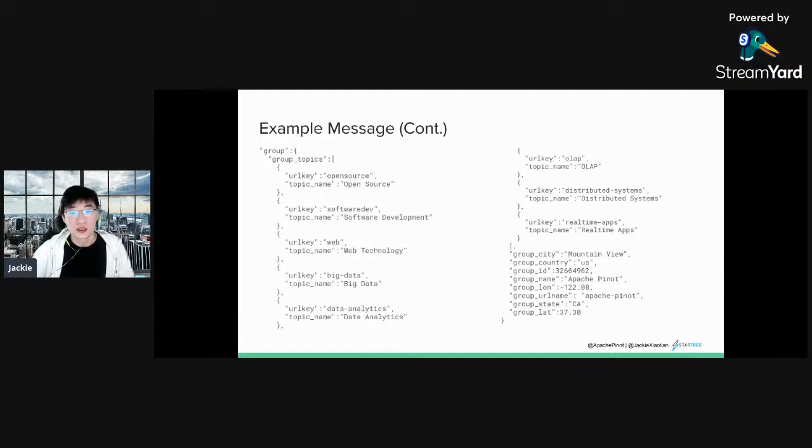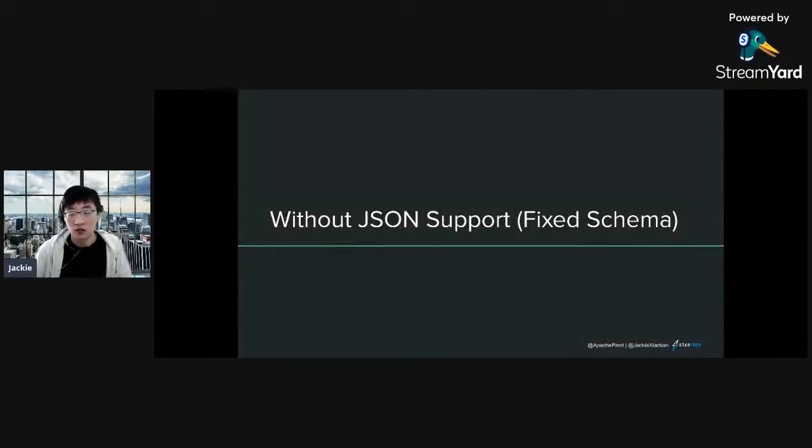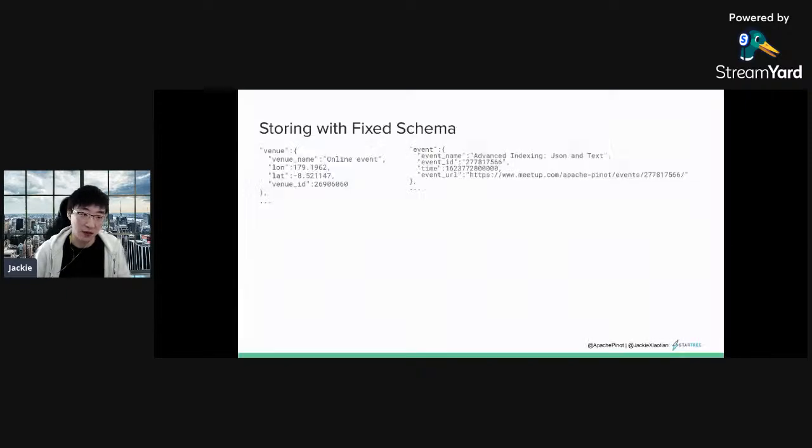So let's think of this example message and think about how we can store it in Pinot. There are two options. I'll start with the option without JSON support. Basically, we need to use the common Pinot way of storing it in a fixed schema. Let's see, for example, the venue and event fields.